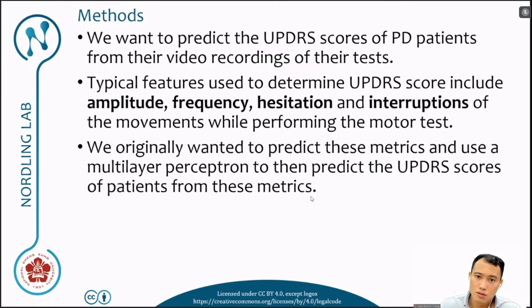So what we want to do is to predict the UPDRS scores of PD patients from video recordings of their test. Like you saw in the extract of the UPDRS score, they tell the doctors you should look at several things when you're determining the score of the patient. That's what we also want to look at. We will look at amplitude, frequency, hesitation, and interruptions of the movements while performing the test. We originally want to predict these metrics, and then use a multilayer perceptron to predict the UPDRS scores of the patients from these metrics. That's to have a more explainable model.